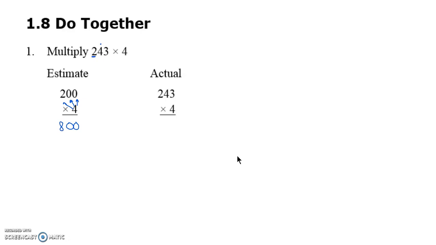Now we go ahead and do the actual. 4 times 3 is 12. We carry the 1. 4 times 4 is 16, plus 1 is 17. Carry the 1. 4 times 2 is 8, plus 1 is 9. So we do get a number that is significantly higher than 800, but not so outrageously higher.